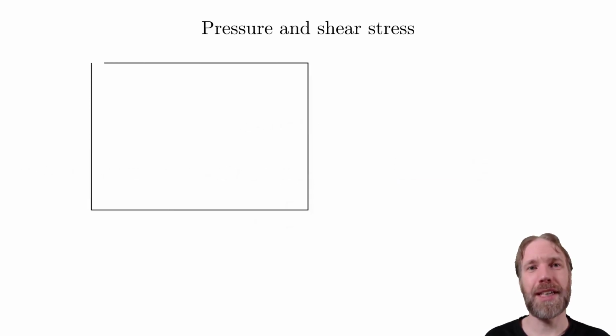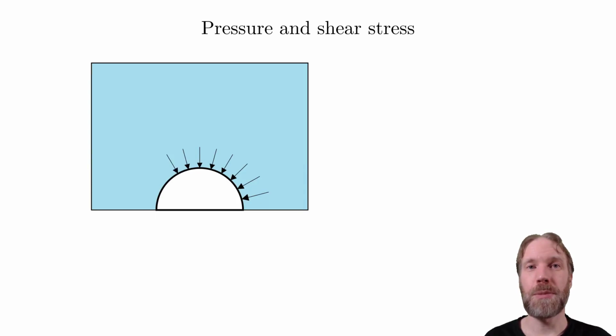Let's start by looking at pressure force calculations. We have a container with water and we want to calculate the force on the half circle. The pressure is always acting opposite to the normal direction of the surface. Could we simply calculate the force as pressure times area? The equation is written in red because the answer is no.